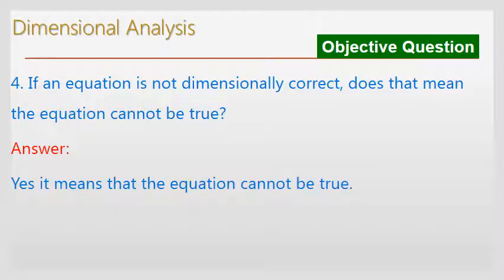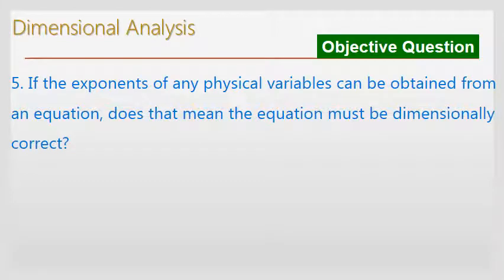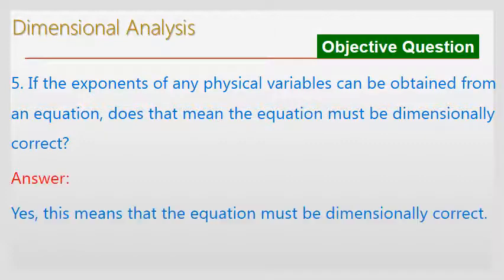The answer is yes. It means that the equation cannot be true. Question 5. If the exponents of any physical variables can be obtained from an equation, does that mean the equation must be dimensionally correct? Answer, yes. This means that the equation must be dimensionally correct.